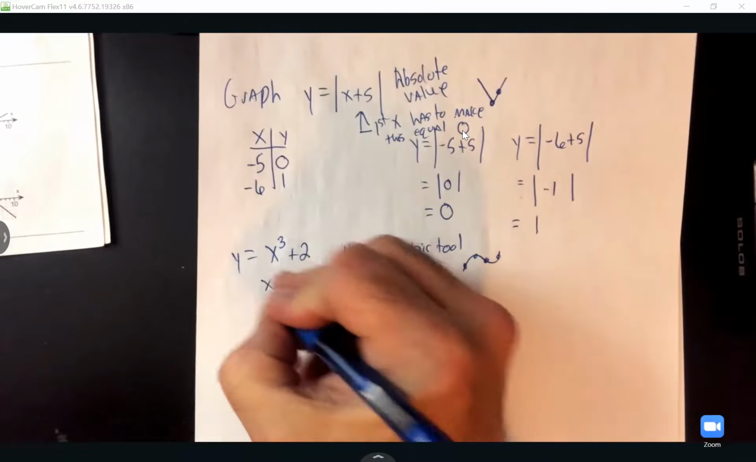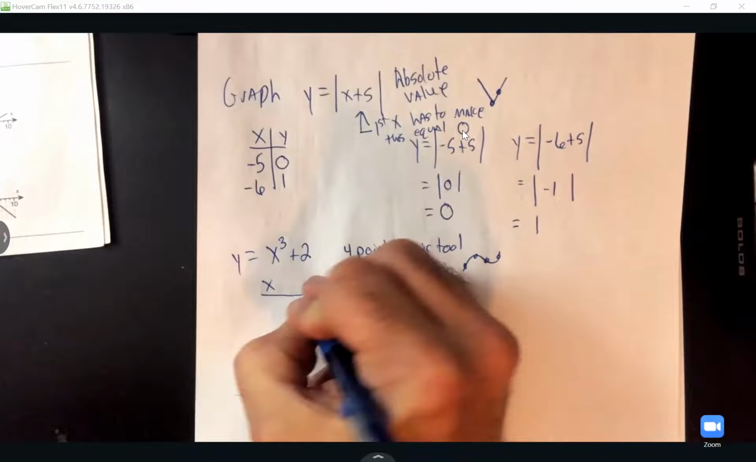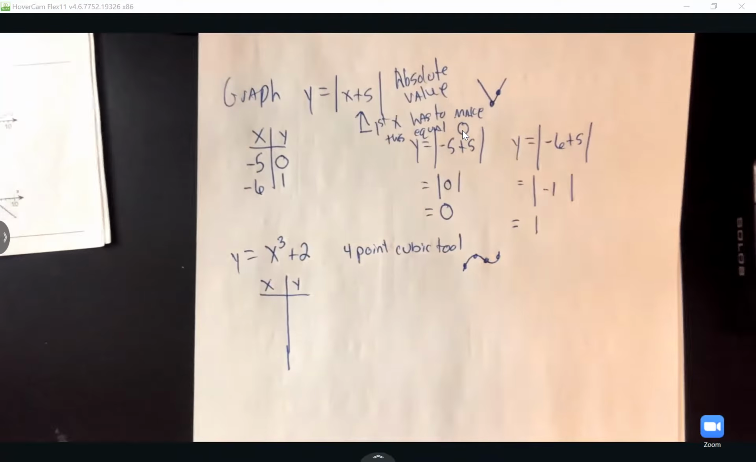All right, so here's an X and a Y table. I need 4 points. Someone said their phone calculator doesn't allow absolute value. If you download a TI-84 app, it will. So go to your app store and find a TI-84 app, and it'll be just like these calculators I'm using, okay?